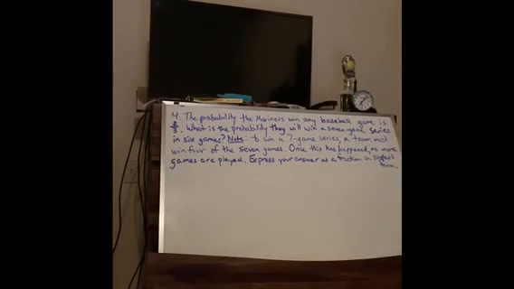The probability the Mariners win any baseball game is 2/3. What is the probability they will win a 7-game series in 6 games? Note, to win a 7-game series, a team must win 4 of the 7 games. Once this has happened, no more games are played. Express your answer as a fraction in simplest form.